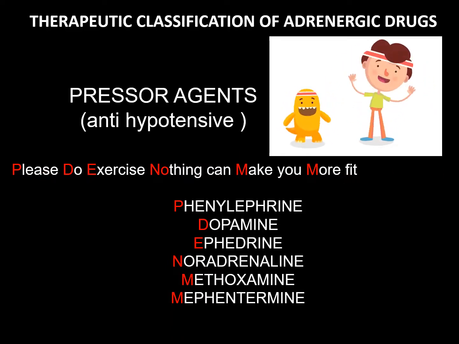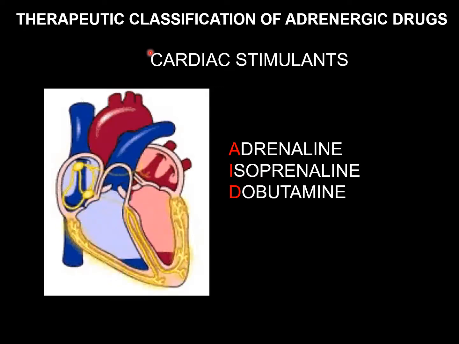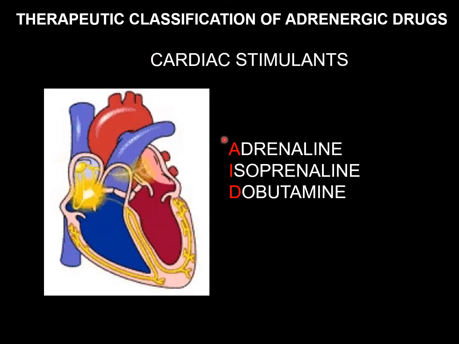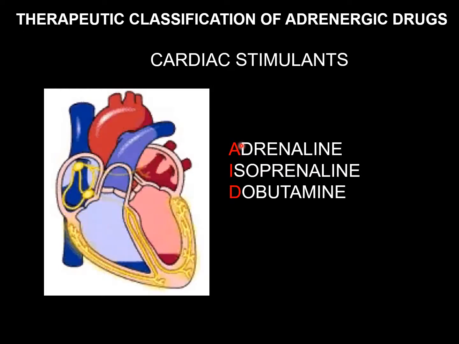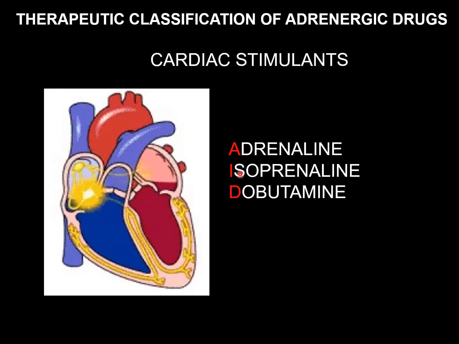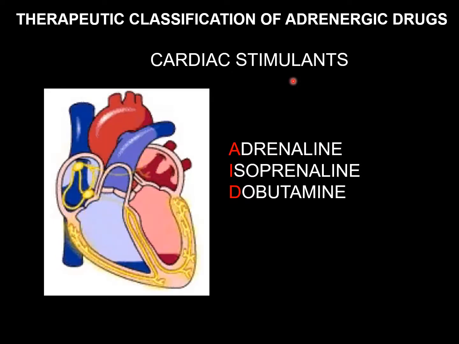Hope you remember. The next group of drugs that we are going to learn are cardiac stimulants. So these are the drugs which aid for cardiac stimulation. AID is the mnemonic here. So these are adrenaline, isoprenaline, dobutamine. So AID are the group of drugs which cause cardiac stimulation.